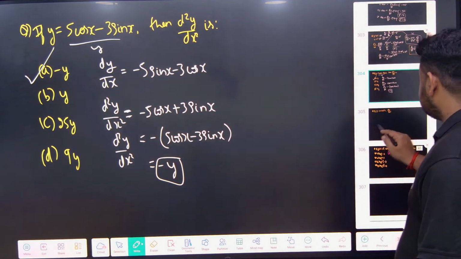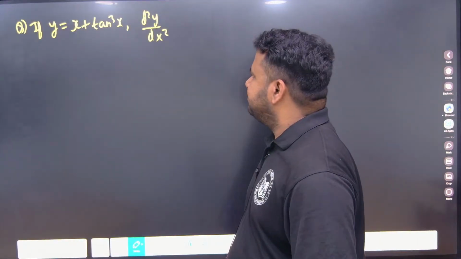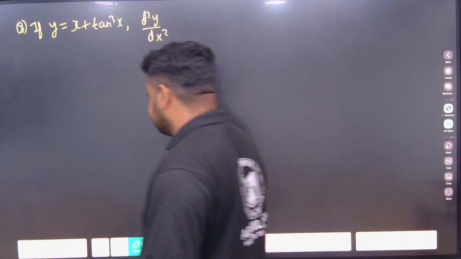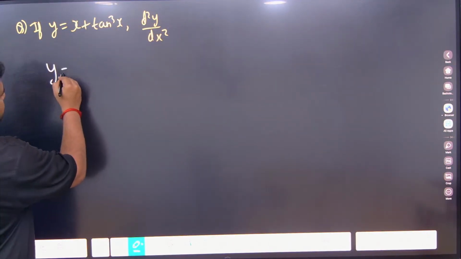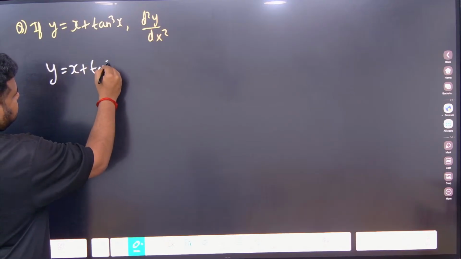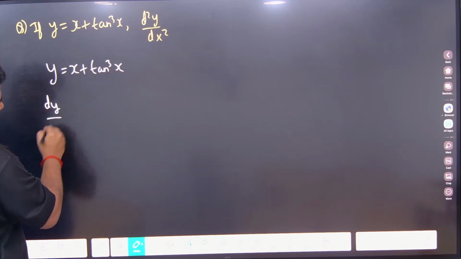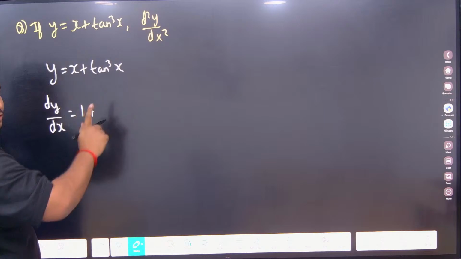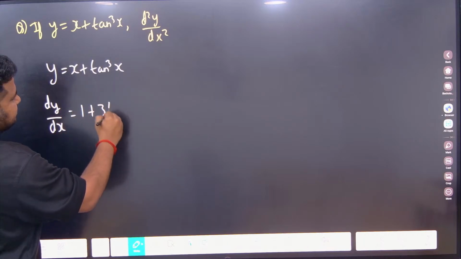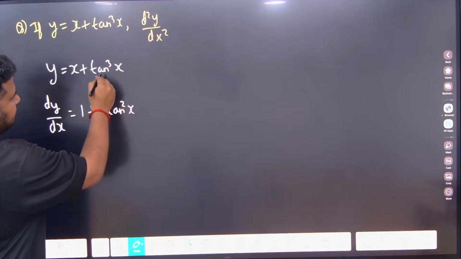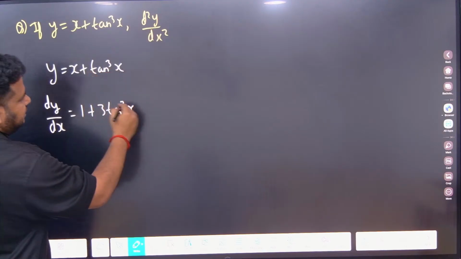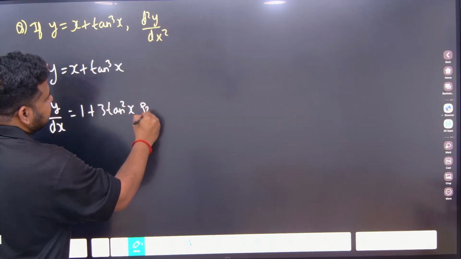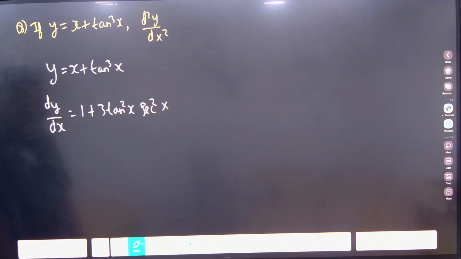Now let us proceed. They were given: if y is equal to x plus tan cube x, what is d square y by dx square? So let us take this up. y is equal to x plus tan cube x. First order derivative, dy by dx: derivative of x is 1, plus for tan cube x, the power is most powerful, I told you, so this will become 3 tan square x. Apply chain rule: 3 tan square x times derivative of tan x, which is secant square x.